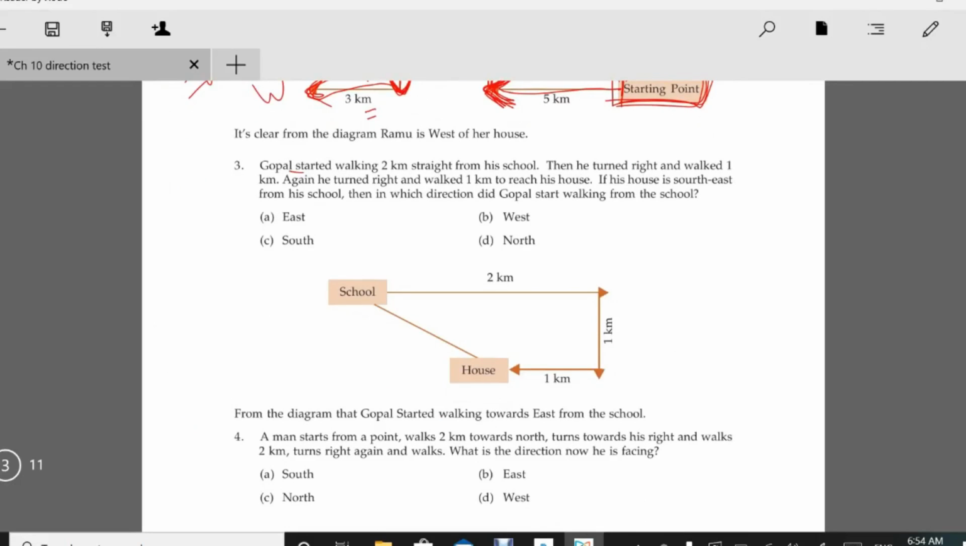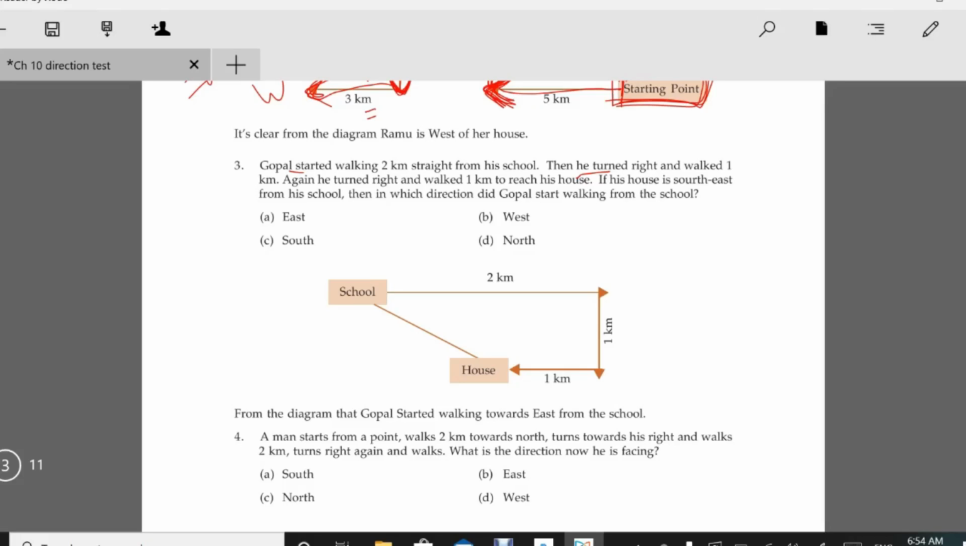Gopal started walking 2 kilometers straight from his school. Okay, so now we know that Gopal is walking from his school and he's walking straight. In which direction? We don't know. So we cannot make any diagram. Then he turned right and walked 1 kilometer. Fine. Again he turned right and walked 1 kilometer to reach his house.